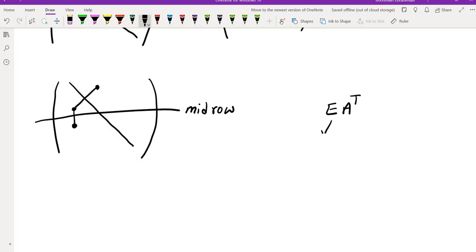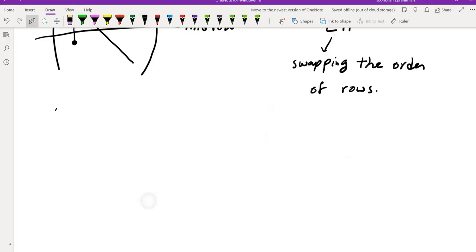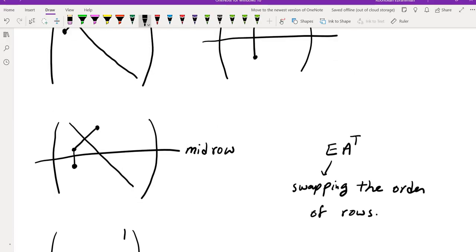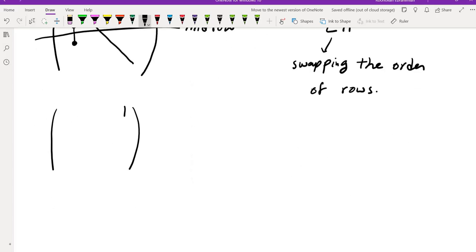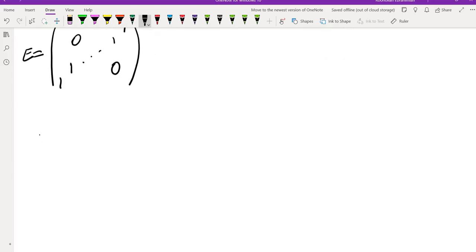An elementary matrix is swapping the order of rows. So what does that mean? It means we want something that moves the first row to the last row, the last row to the first row. So it is something like this. This is E. So in other words, the claim is AE is the same as A transpose.